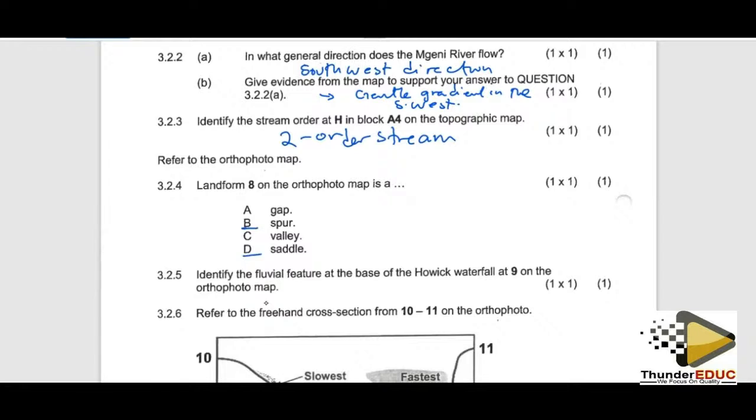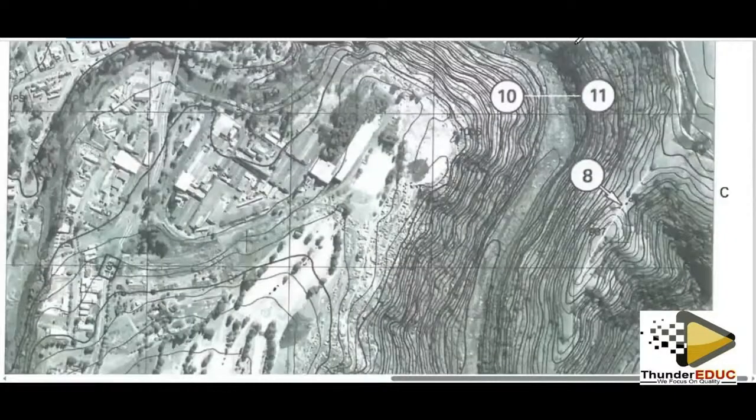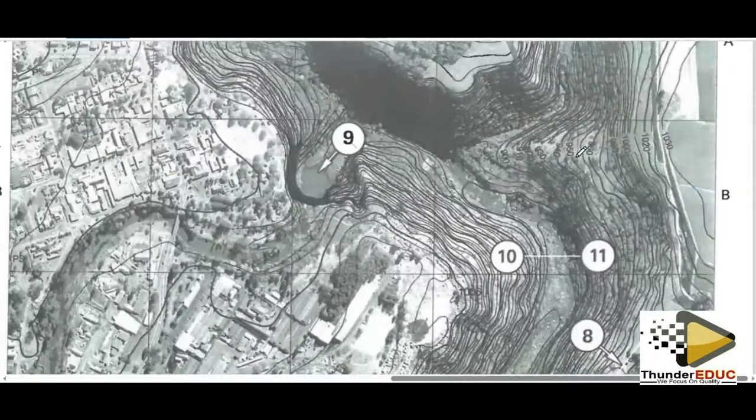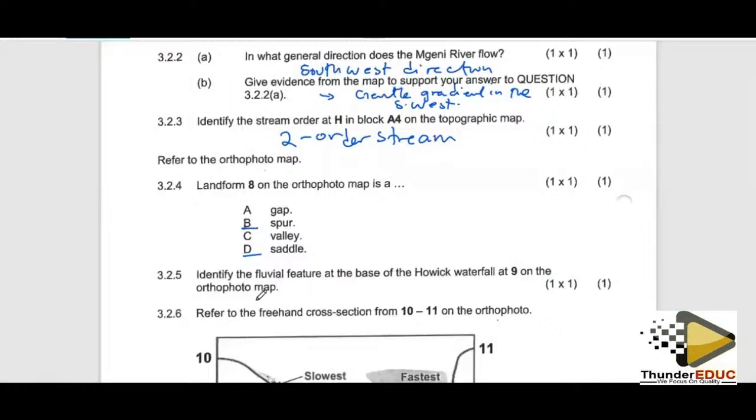Identify the fluvial feature at the base of the Howick waterfalls on the orthophoto map. Orthophoto map is at 9. Yeah, that looks like a pool, because they say under the question it talks about the feature at the base of the Howick waterfalls. So we know that would be a plunge pool that develops when the falls erode downwards.